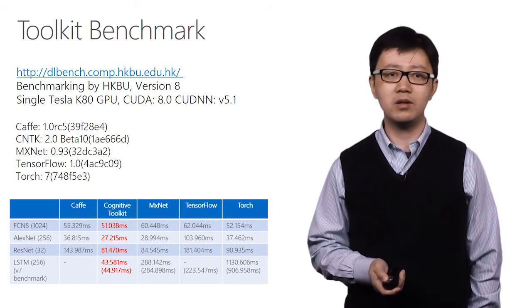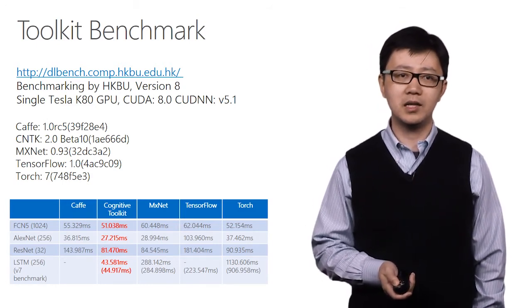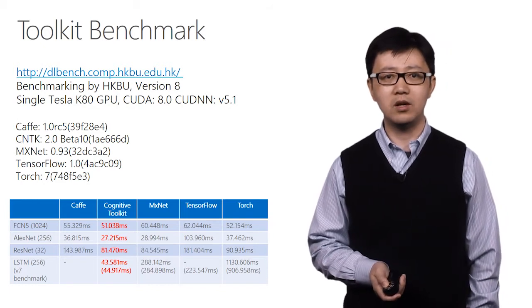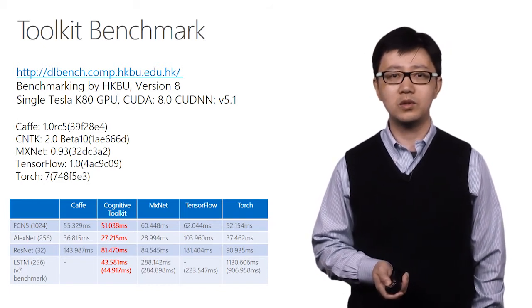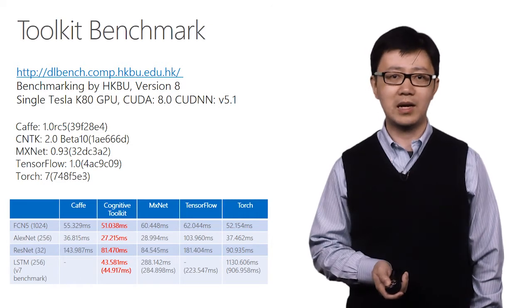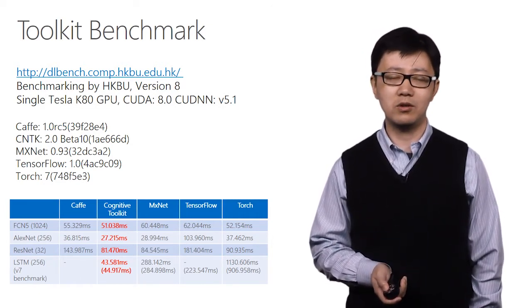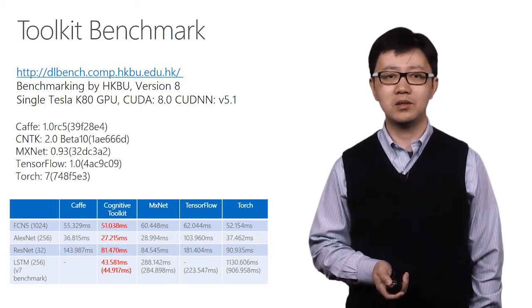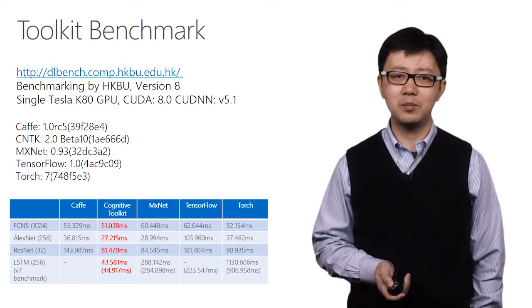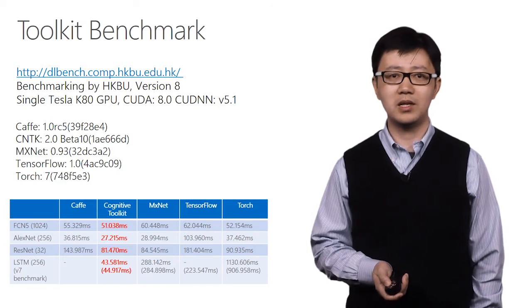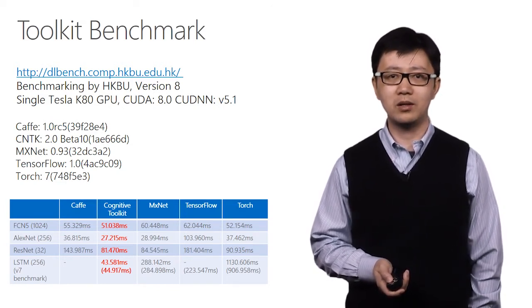But for recurrent networks, in particular in this case the LSTM network, we can see that we are mostly 5 to 10x faster than most of the other toolkits. That is one of the major strengths of CNTK, because CNTK was originally created by the speech research folks, and there has been a lot of optimization in getting recurrent networks to run really fast.